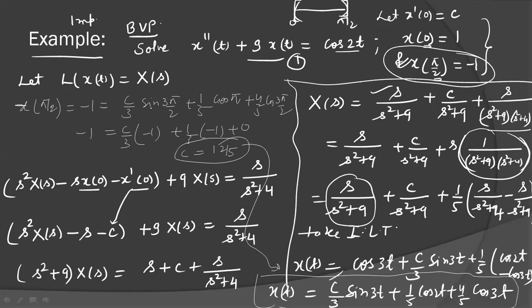Put the value of c, you will get 4 by 5 sin 3t plus 1 by 5 cos 2t plus 4 by 5 cos 3t. So this is the way to solve this boundary value problem. Let's see one important example based on the differential property.